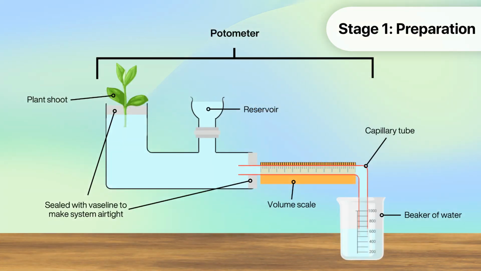Next, we are going to set up our potometer apparatus. This involves placing the plant shoot into the potometer tube and ensuring that all joints and connections are sealed tightly with Vaseline to make the system airtight. It's crucial that no air leaks into the system, as this would compromise our readings.